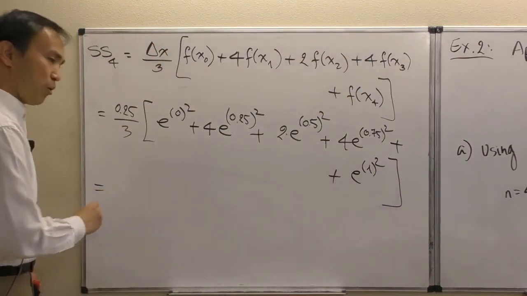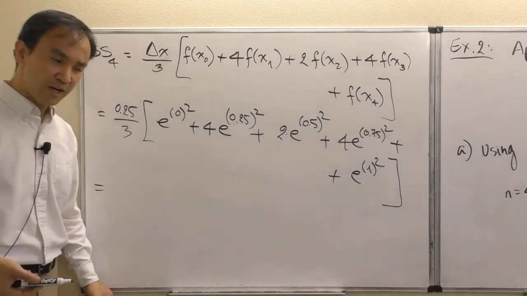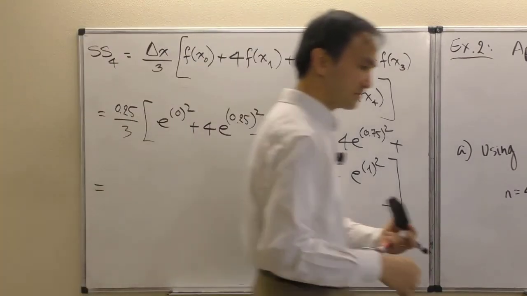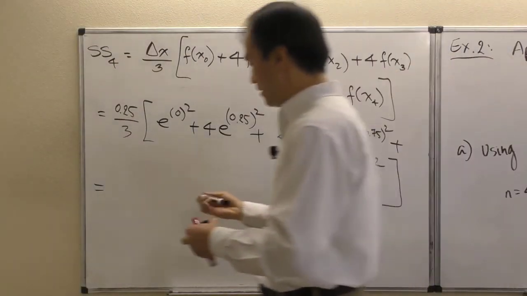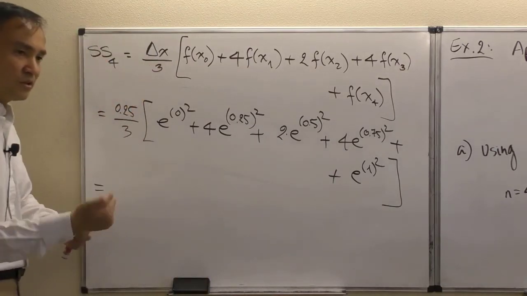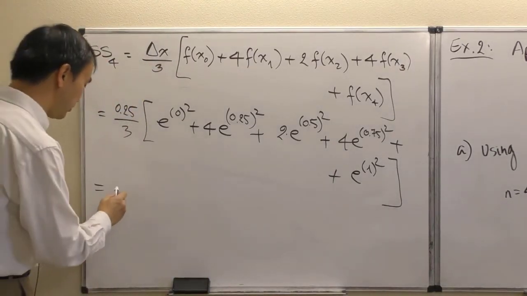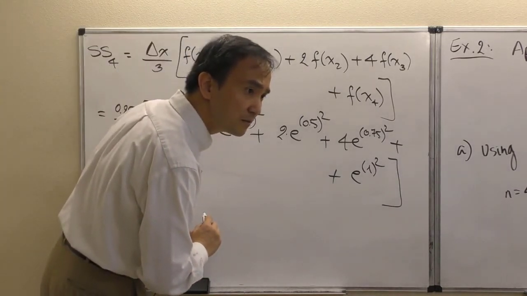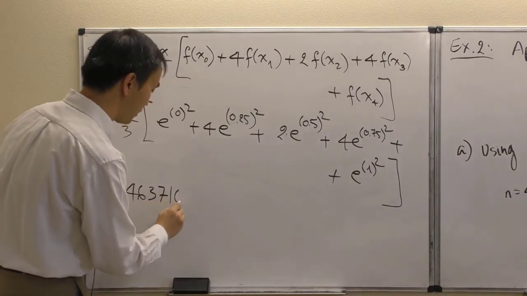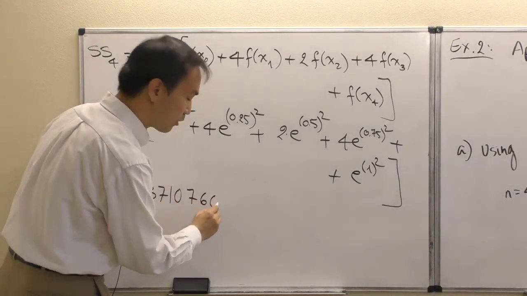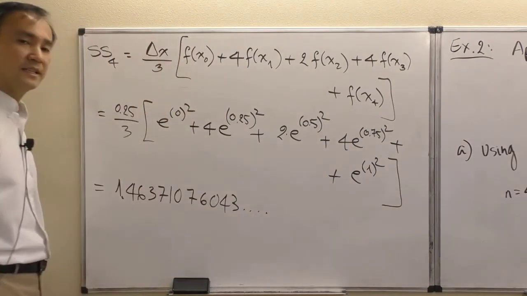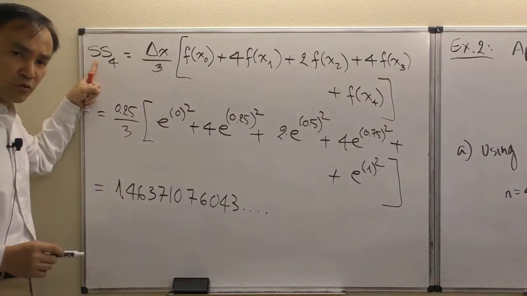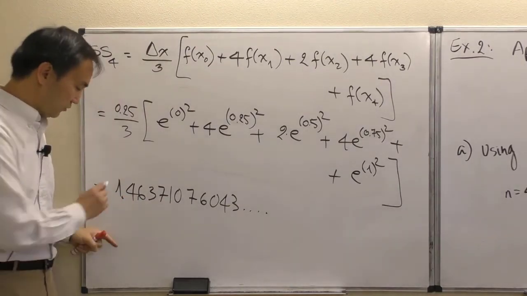All right, at this point, all I have to do is quickly step over to my computer station and get a final answer for this, and I should be back shortly. All right, the answer generated by my computer is 1.4637107604, and it could be a lot longer. Ladies and gentlemen, this is our answer for Simpson's Rule with 4 subintervals.